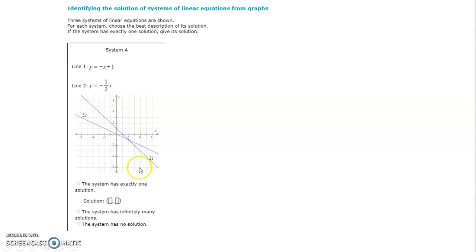Now this one is simple enough. You're just going to click that button there that says it has exactly one solution, because you notice they cross at one point. Importantly, they cross at one exact point, and we'll write it as an ordered pair. That will be our solution. So we'll check that box. It says it has exactly one solution, and then you can see there the x-coordinate is 2, the y-coordinate is -1. So that's what you'd type in on ALEKS.